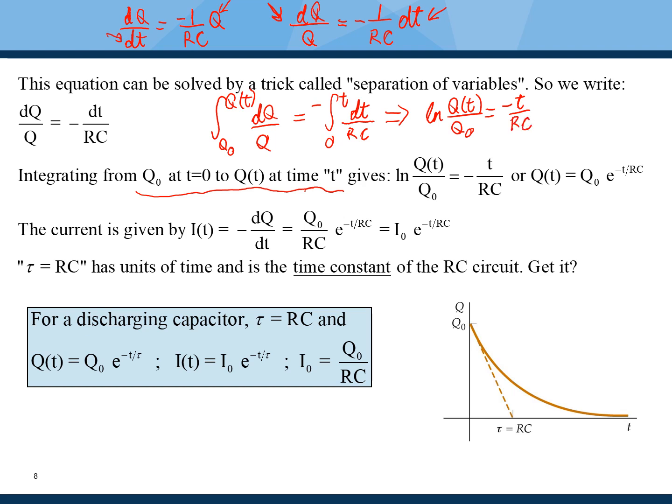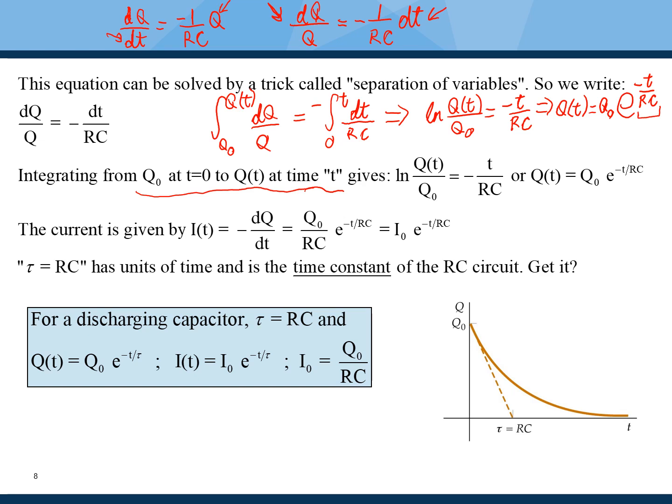And if I take the exponentiation of both sides, this essentially gives me q at a general time t is equal to q0, which is the original initial charge on the capacitor when it was fully charged up, times e raised to minus t over RC. So notice that again, we see the same combination of R times C as the time constant over which the capacitor is actually discharging.